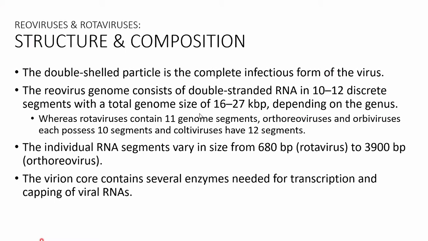The reovirus genome consists of double-stranded RNA in 10 to 12 discrete segments with a total genome size of 16 to 27 kbp, which depends on the genus. Rotaviruses contain only 11 genome segments, although orthoreovirus and orbivirus have 10 segments, while coltiviruses have 12. Individual RNA segments vary in size from 680 bp to 3900 bp, and the virion core contains several enzymes needed for the transcription and capping of the viral RNAs.